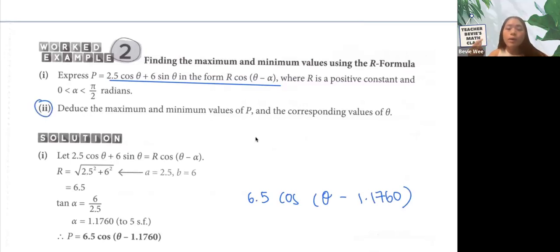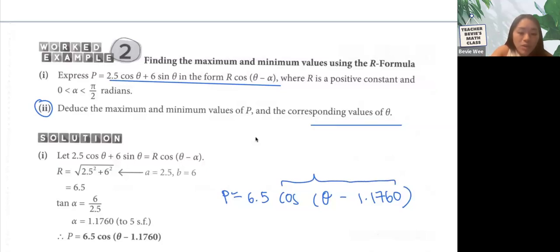Okay, look at part 2. Next part, they will ask, what is the maximum and minimum value of P? This is P. How do I know? And the corresponding value of theta. This should be a 3 to 4 mark question already. Okay, we talk about max first. Okay, listen up here. Very important. Maximum value will occur when the cosine part is equals to 1. It is always 1 or -1. These two values only.